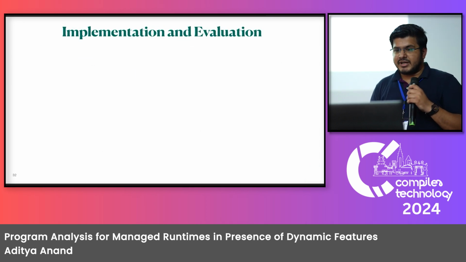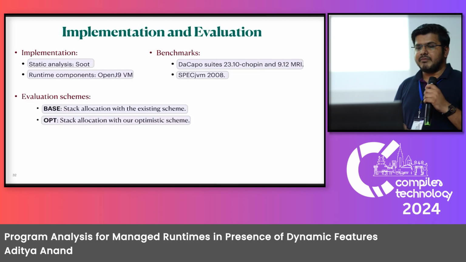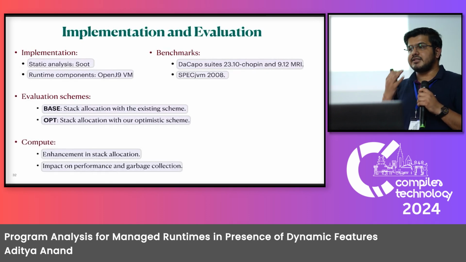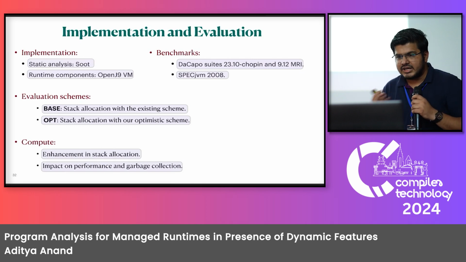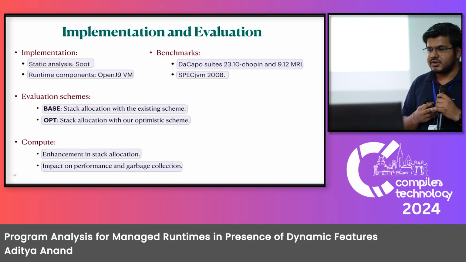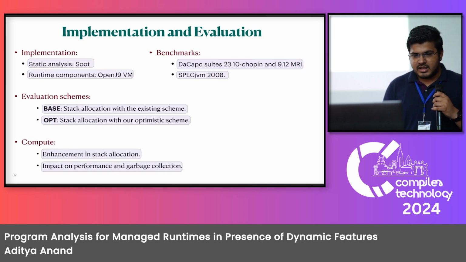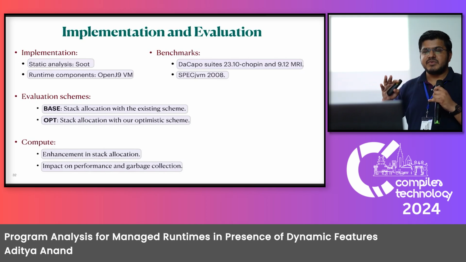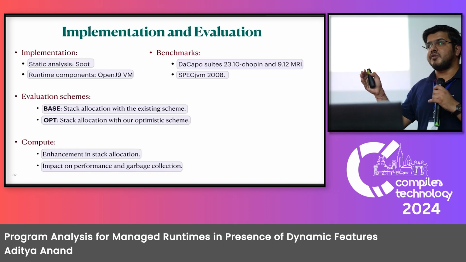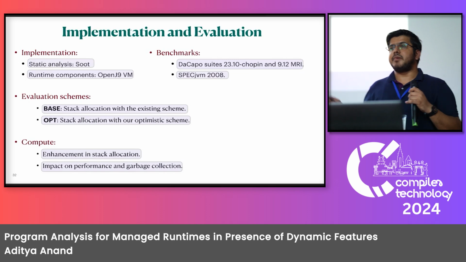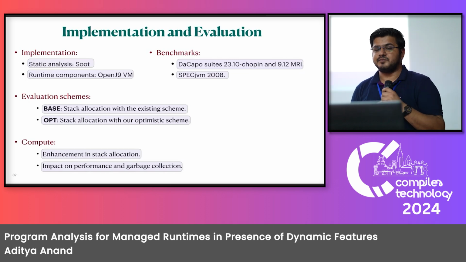Quickly coming to the implementation and the evaluation part. We implemented this static analysis in Soot and the runtime component in the OpenJ9 VM. We used several DaCapo benchmarks and the SPECjvm2008 benchmarks for our evaluation. We have two schemes, basically base and opt. We compute the enhancement in stack allocation with our scheme, and then the impact on performance as well as garbage collection.